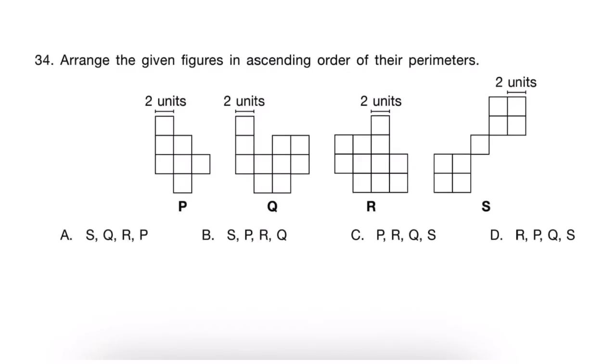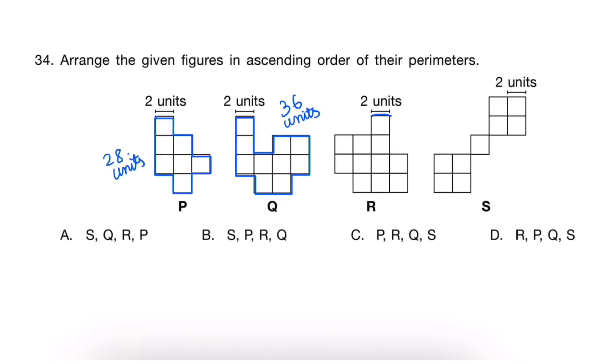Question 34. Arrange the given figures in ascending order of their perimeters. The length of side of square is 2 units. So counting by 2s, 2, 4, 6, and so on up to 28. So this is 28 units. Next, Q. Counting by 2s up to 36. Q has 36 units.